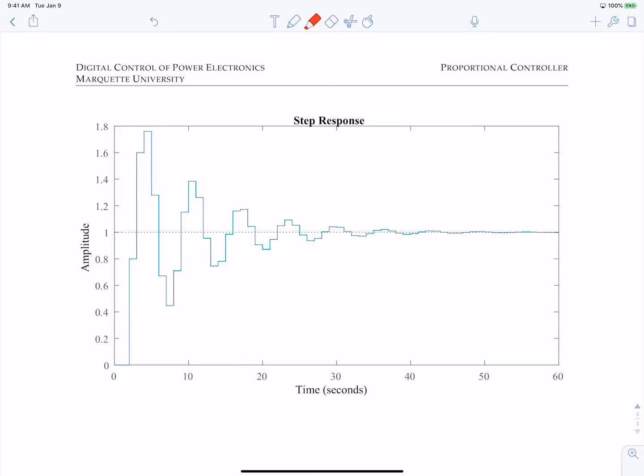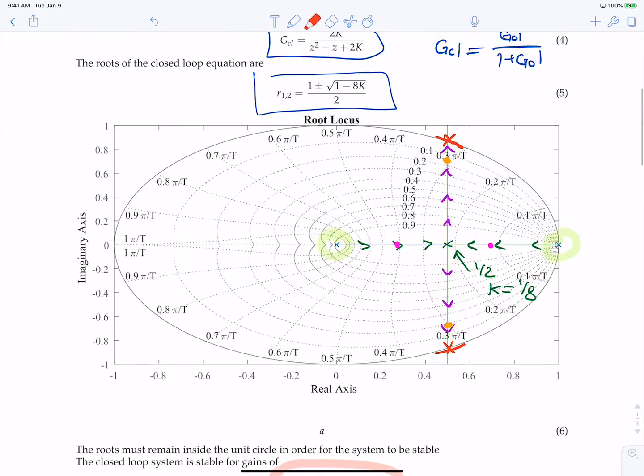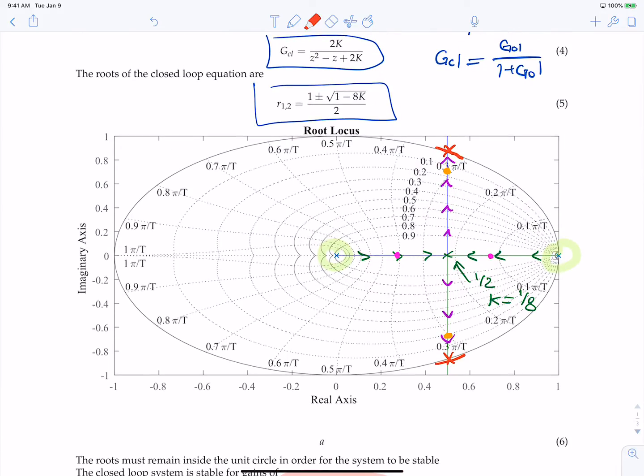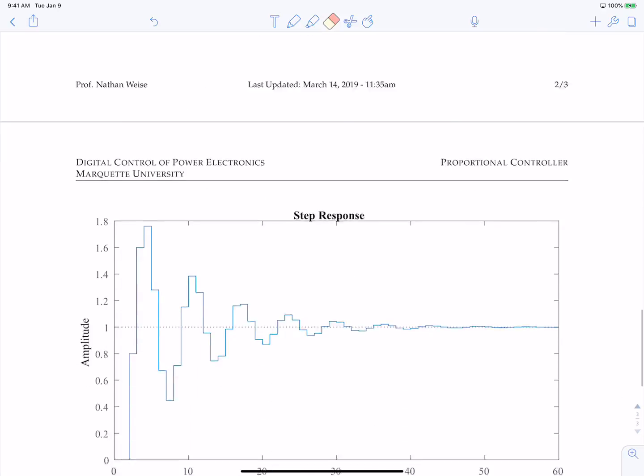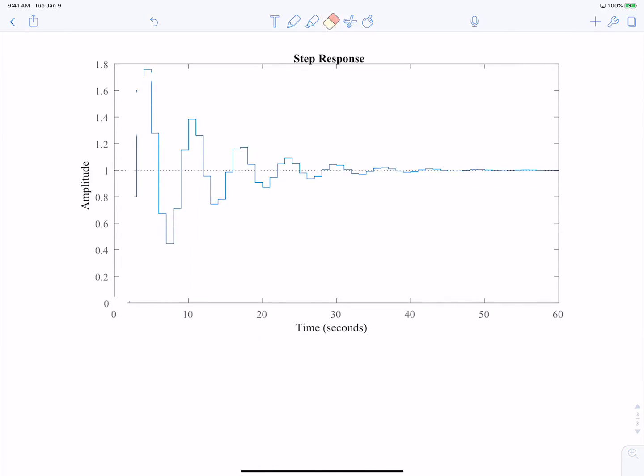Another thing I'd like to point out here is that if we go up here quick and we look at this trajectory and these lines here, this says 0.3 pi by T. That's actually the natural frequency here. And what this will tell us is what frequency this thing's going to ring at. So when we look at this, this is going to be 0.3 pi divided by T. And that's our ringing frequency.